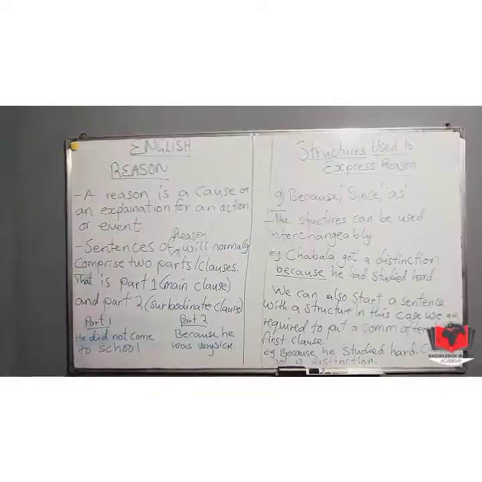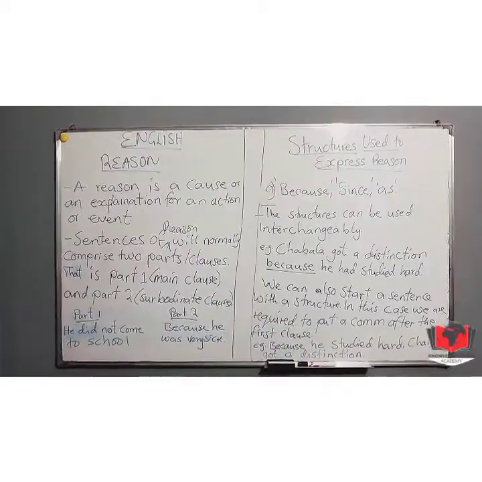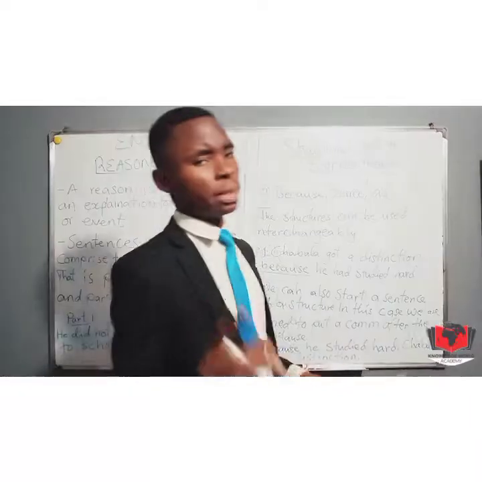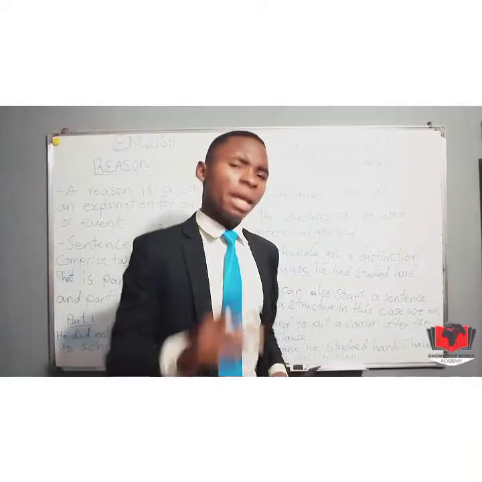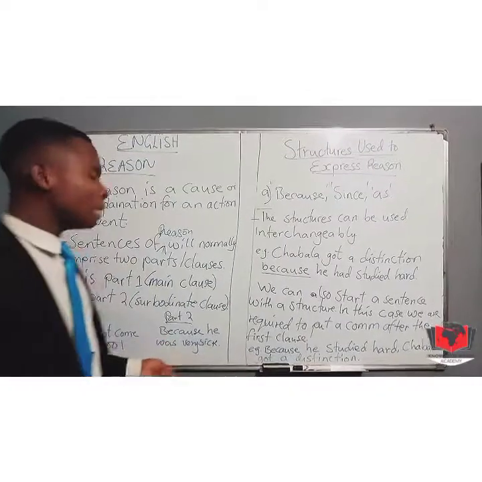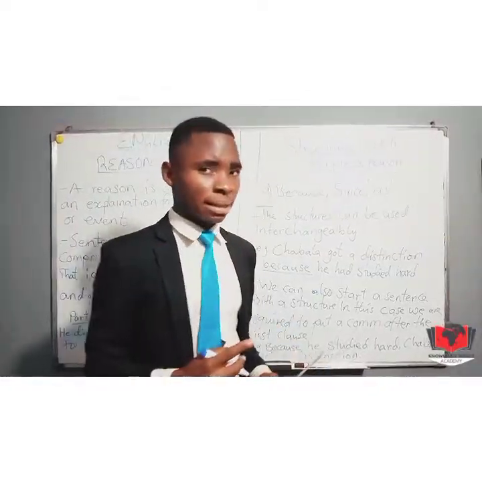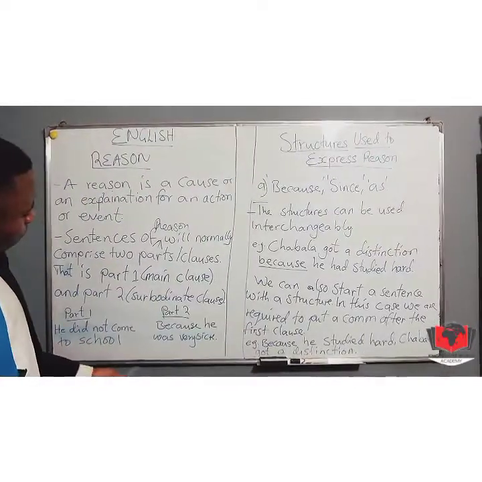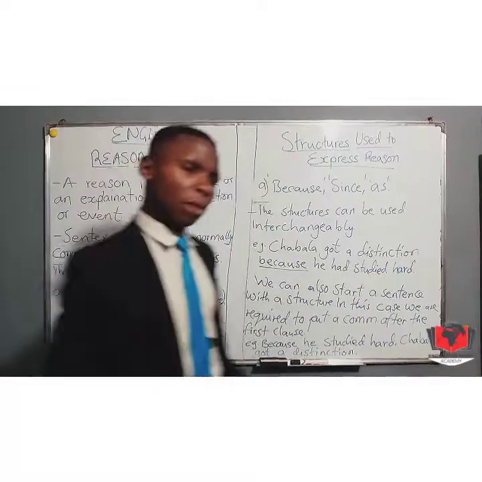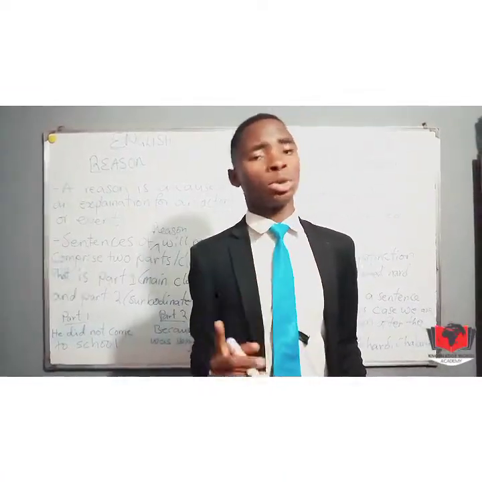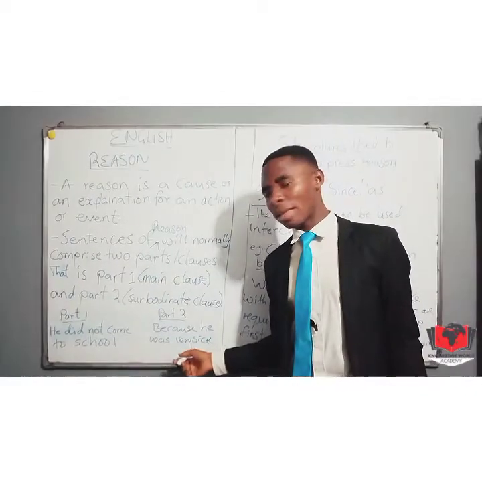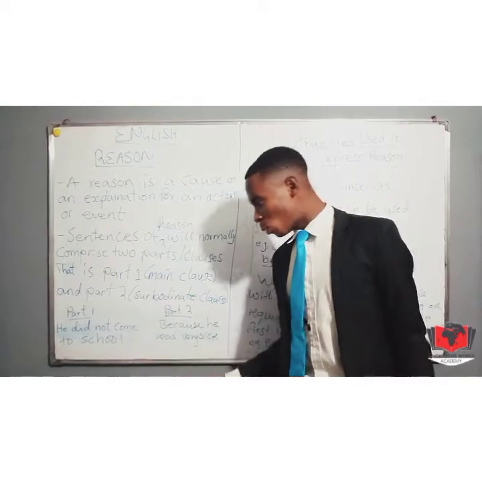So, for example, in part 1, the example given: he did not come to school. This is what happened to this person. When we come to our subordinate clause in part 2, it should tell us why this person did not come to school. So, we'll say, because he was very sick. That's why this person did not come to school, because he was very sick. That's a reason. For this person not to come to school, the reason was that he was very sick.